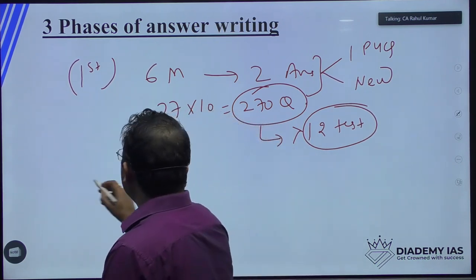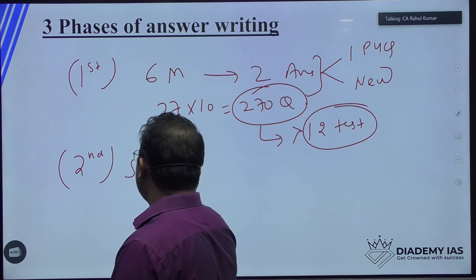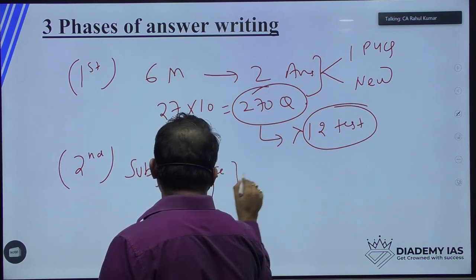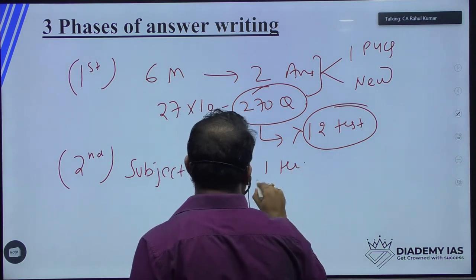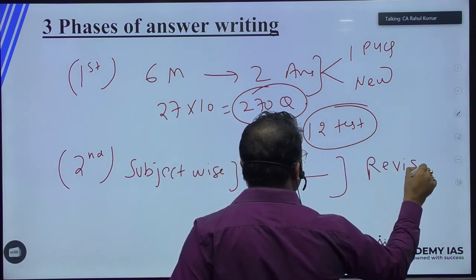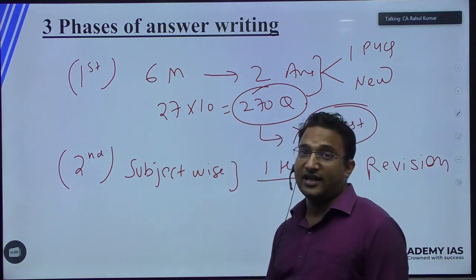After this is done, then come to the second phase. In the second phase, write the subject-wise test. In the subject-wise test, you will write a 1 hour test or 1.5 hour test of every subject. So this is a revision phase. In the revision phase, you are actually revising the entire syllabus and then practicing the subject-wise test.